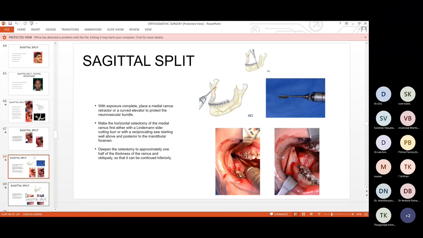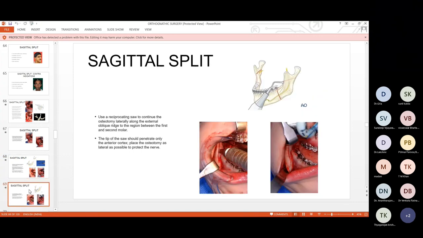The first thing is the Lindemann bur. So you start on the medial cortex. You can see there, and then this is the Lindemann bur. So you can see that I am starting the cortex there. That is the minor cut. It comes to half of the width of this. So this cut is complete. Once the osteotomy is deepened, it should be only one half of the thickness of the ramus. You should not do one total cut, then it becomes a fracture there.